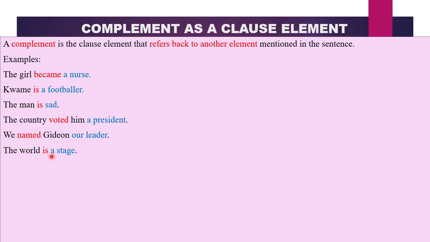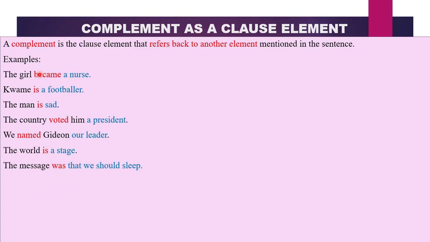The world is a stage. What is a stage over here? The world. Therefore, a stage is a complement because it refers back to our subject. The message was that we should sleep. What was the message? That we should sleep. So that we should sleep refers back to the message. So this is a clause functioning as our complement because it refers back to the message and there is no action word.